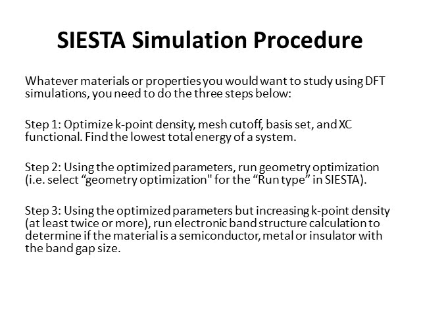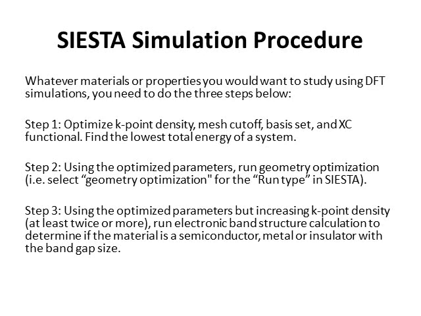Whatever materials or properties you want to study using SIESTA, you need to do the following 3 steps. Step 1. Optimize k-point density, mesh cutoff, basis set, and the exchange correlation functional by finding the lowest total energy of the material you are interested in.